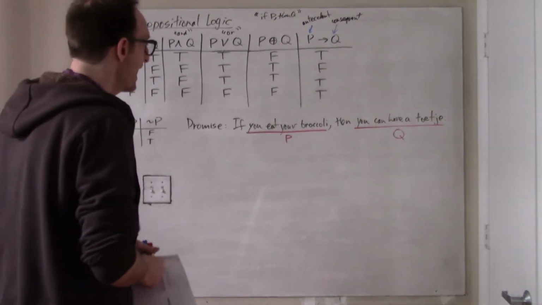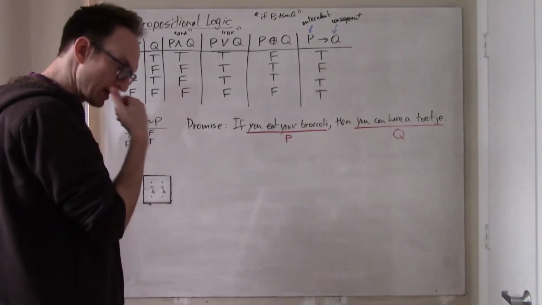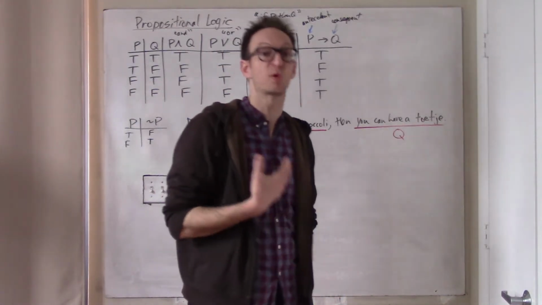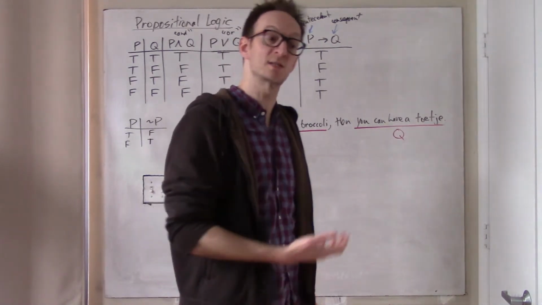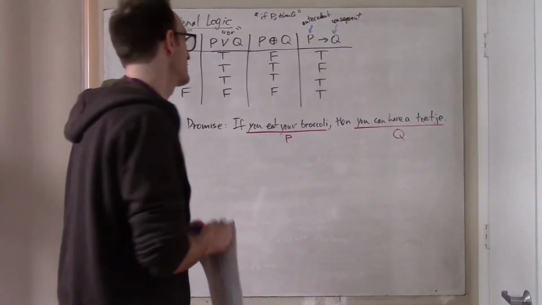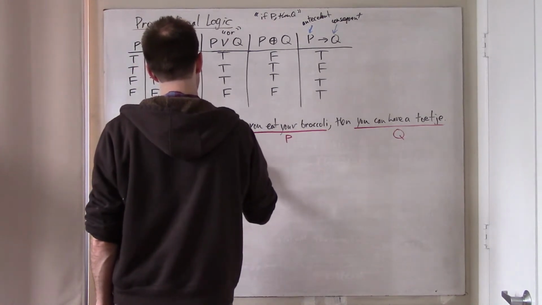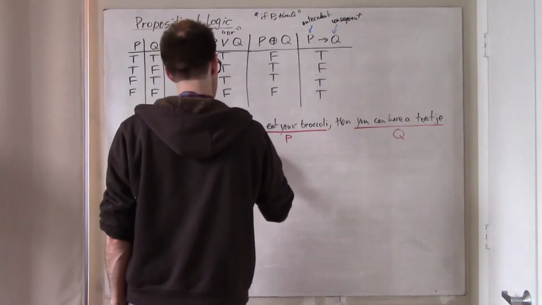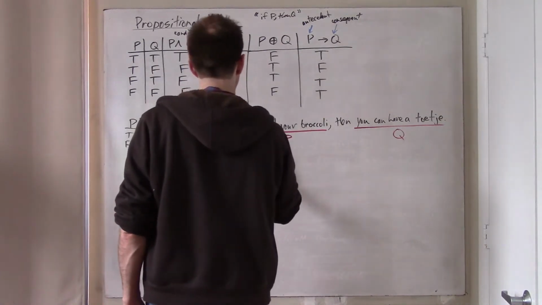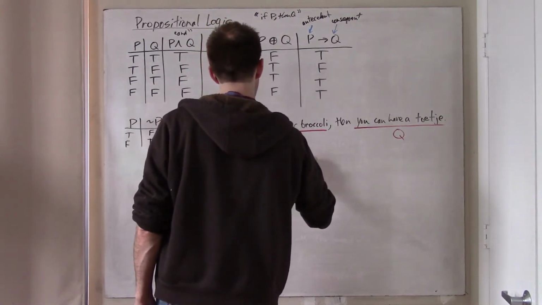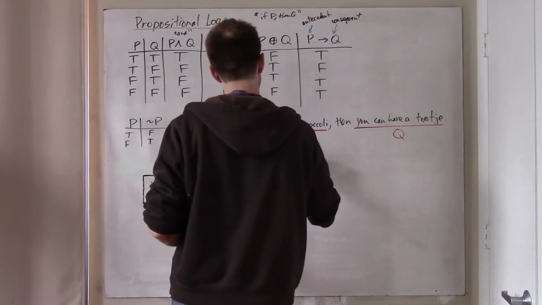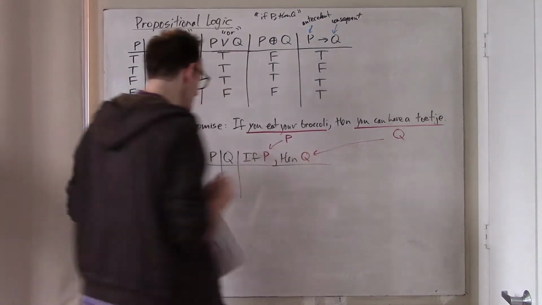In other words, I have a sentence here. The sentence is, if you eat your broccoli, then you can have a tucha. And if you're willing to stretch things quite a bit, then you can think of this sentence, this promise, as being true or false. The sentence is true, the conditional, if I keep my promise, and the sentence is false if I don't keep my promise. Okay, so let's go through all the possibilities. I won't even say P arrow Q, I'll say if P, then Q. Here, the specific P and Q that I'm talking about are these P's and Q's from here.